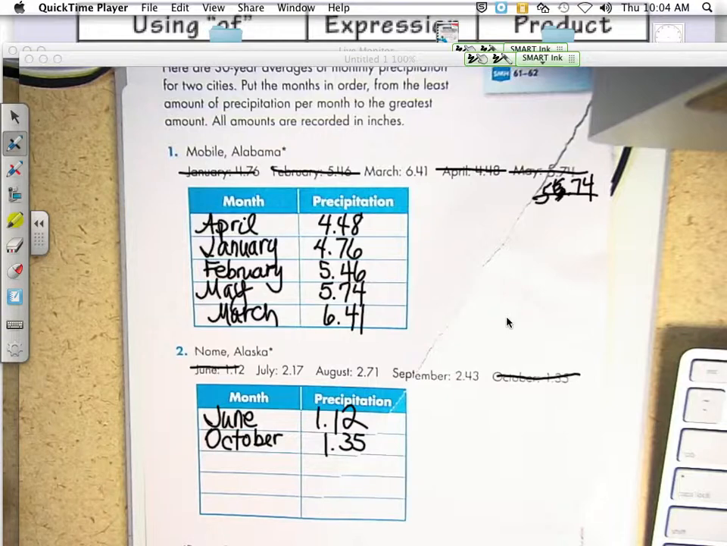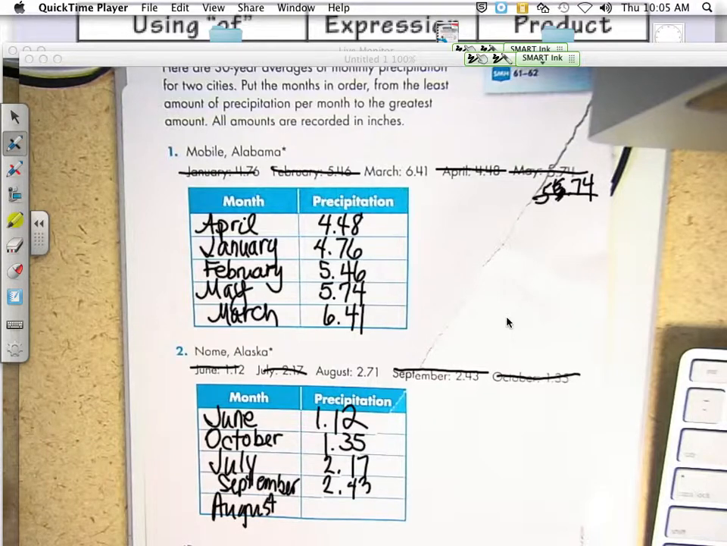I'm looking for people who haven't talked. Ben. July. How much rain fell in July? 2 and 17 hundredths. Good job. What's next, Vivian? September. How much rain fell in September? 2 and 43 hundredths. Good job. And last is August. Who can read to me how much rain fell in August? Lindsay. 2 and 71 hundredths.